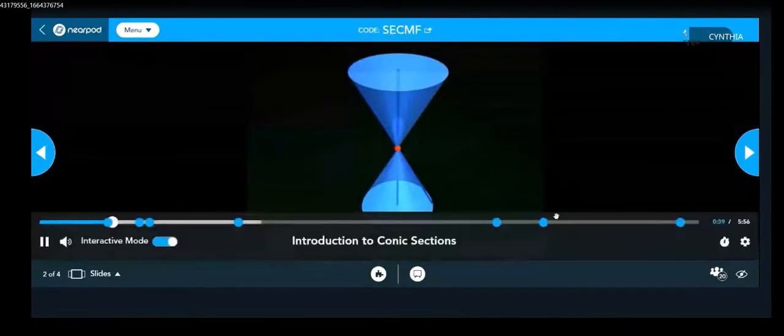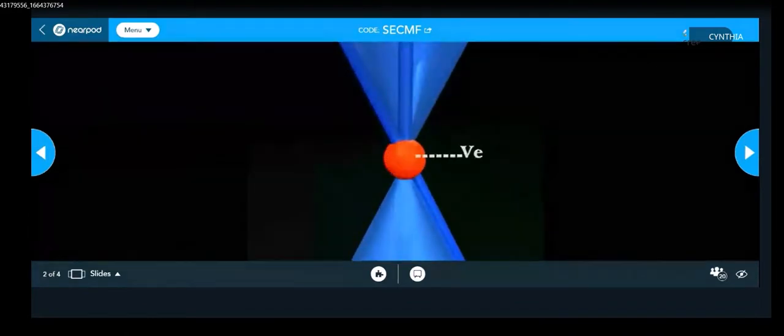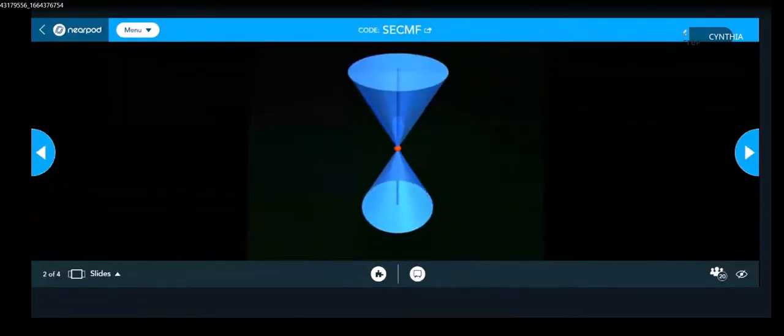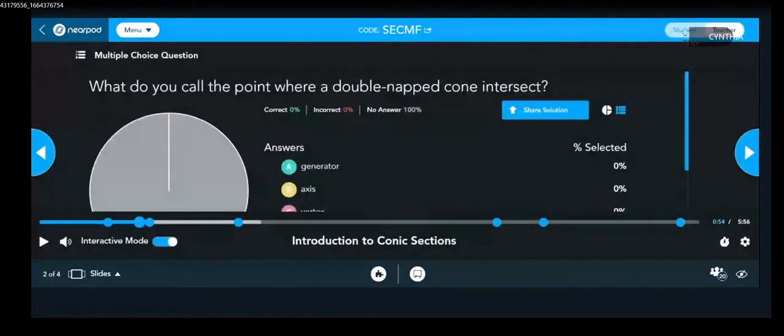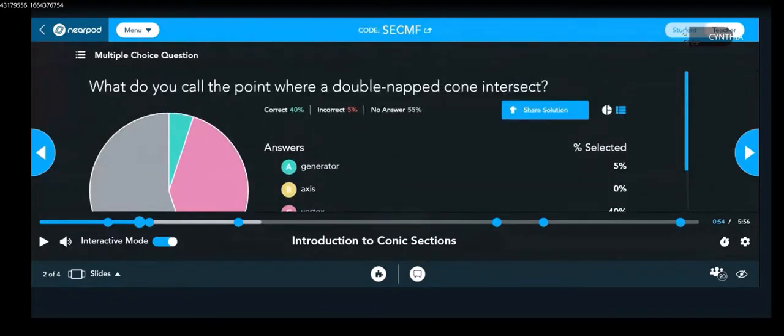A double right circular cone consists of two cones joined at a fixed point called a vertex. The line that rotates about the vertex is called the generator. They just talked about two words, vertex and generator. Are you paying attention? It's only going to be two. It's either vertex or generator. It's not the axis. They talked about the axis earlier. So let's focus on this.